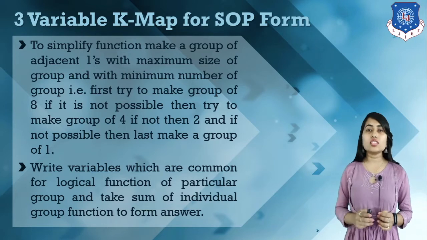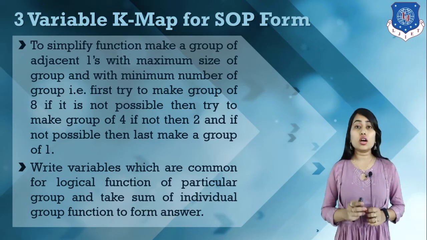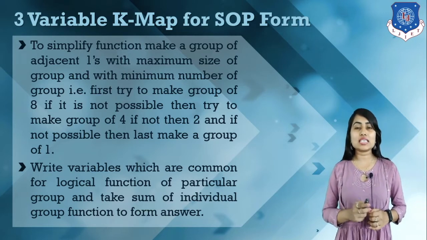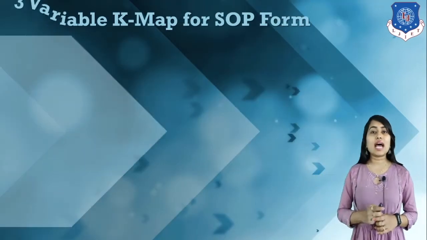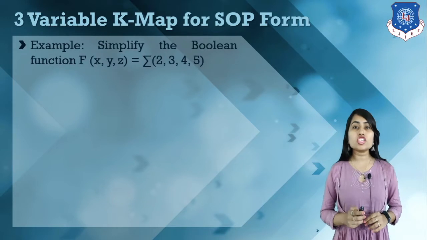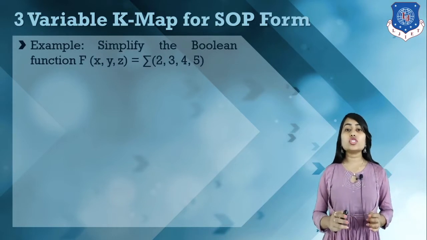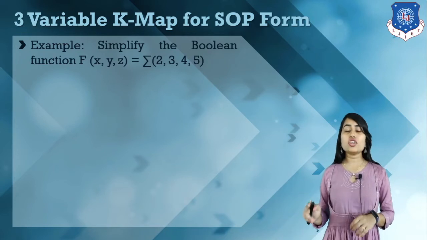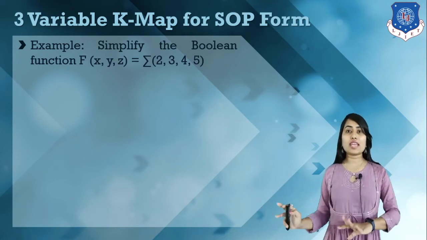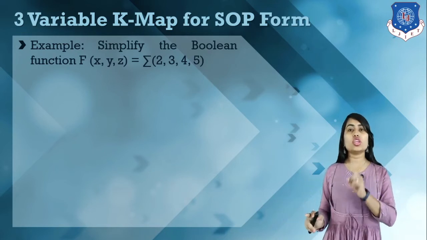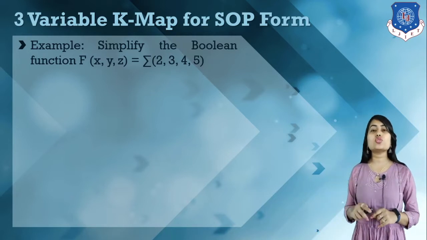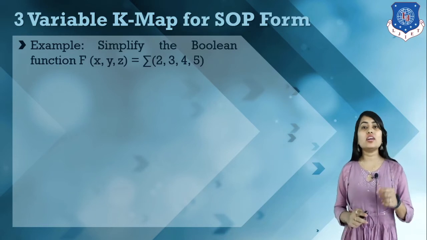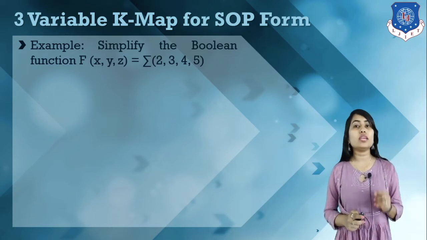So how can we simplify the logical functions for 3 variables with this concept? Let's discuss one example. Simplify the logical function f equals summation over x, y, z of 2, 3, 4, 5. That means at locations 2, 3, 4, 5 we have to mark 1, and for the remaining conditions we mark 0. As this is SOP form, we have to make groups of 1.